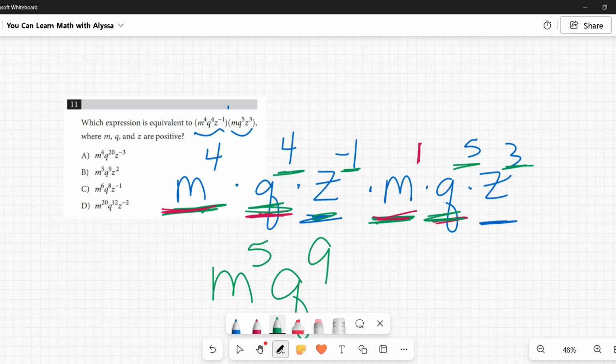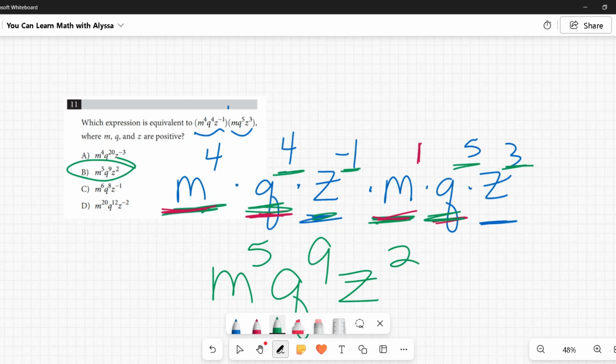Even though it's a negative, same rules apply. You just add them together. Negative 1 plus 3 is 2, z squared. So m to the fifth, q to the ninth, z squared, and that's b. And yeah, as soon as you did m to the fifth, you would know it was b, like I said, because no other answer has m to the fifth.